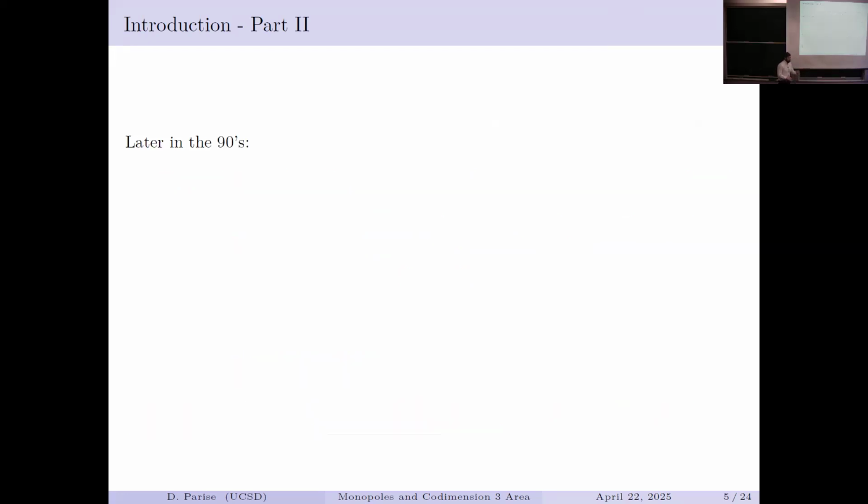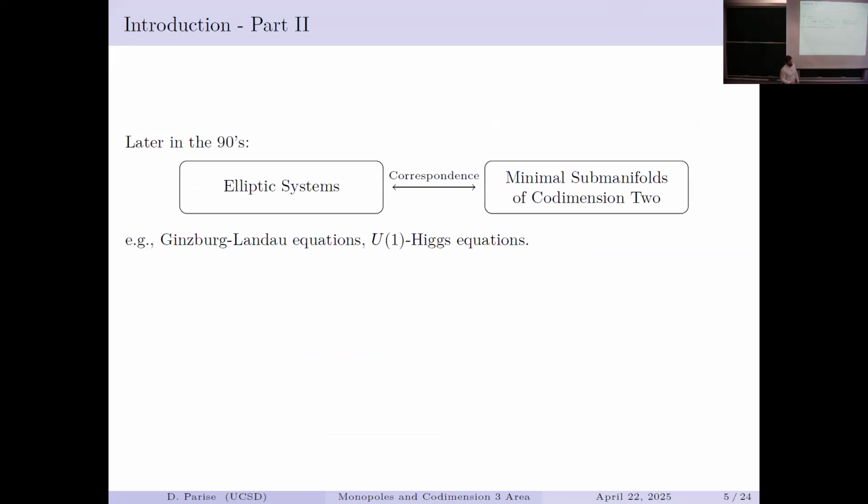Something similar happened in the 90s, especially thanks to the French school of Bethuel, Brezis, and Hélein. In particular, there's a similar correspondence between elliptic systems and minimal submanifolds of codimension 2. The main protagonists of the story would be, for instance, the already mentioned Ginzburg-Landau equation, but also the U(1) Yang-Mills-Higgs equations. Again, this is a correspondence between certain solutions of certain PDEs and certain special submanifolds.